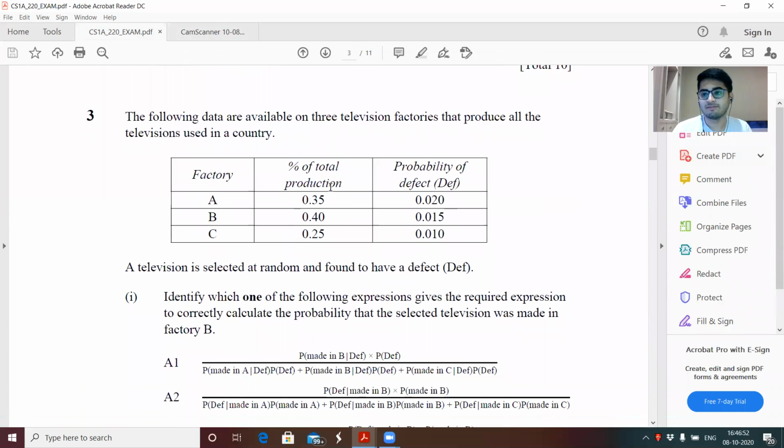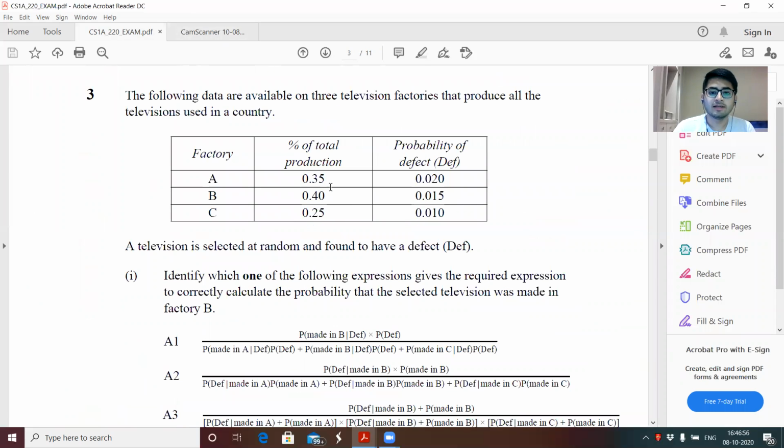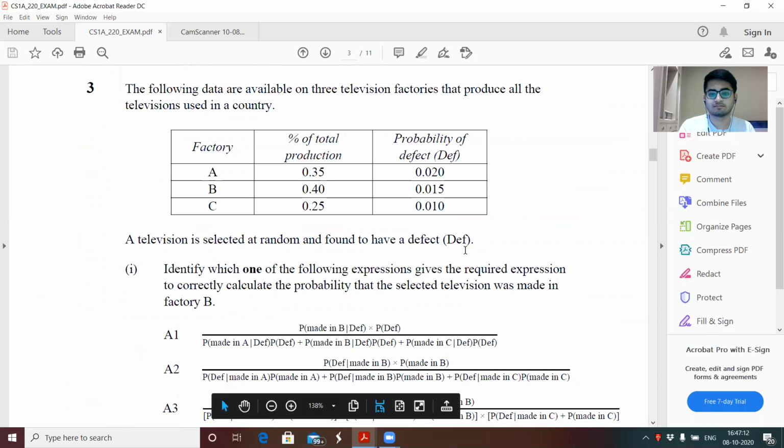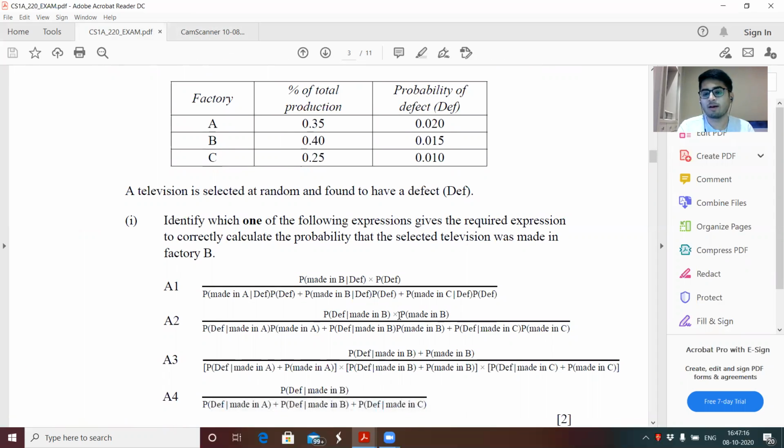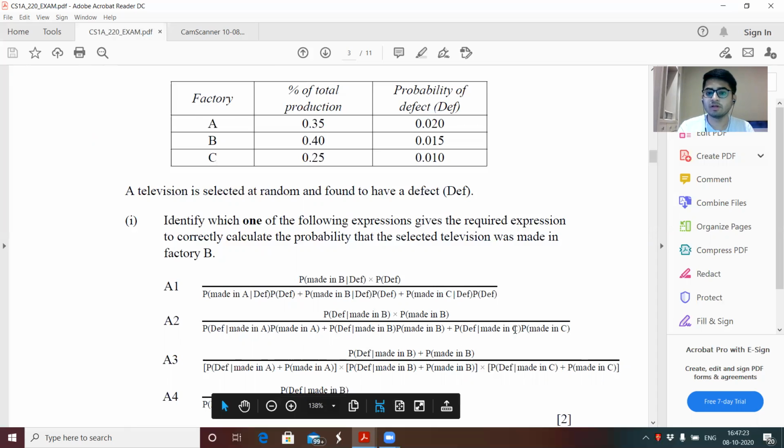Question 3, again a very easy question from Bayes' theorem. We need to calculate the probability that the selected television was made in factory B, given that the television selected was defective. So what we want is probability of B given DEF. This is simply probability of defect given made in B, into probability of made in B, divided by the probability that it is defect, which can take three forms: made in A, B, or C.